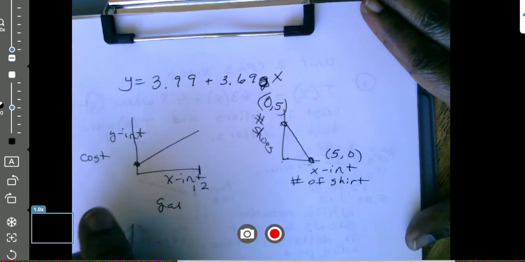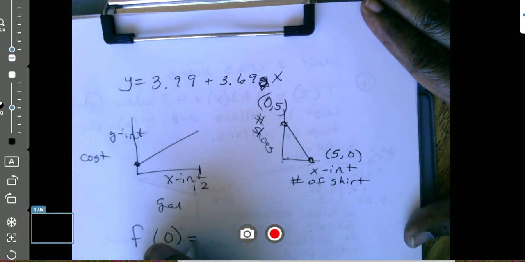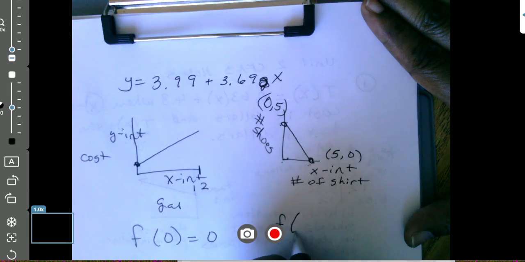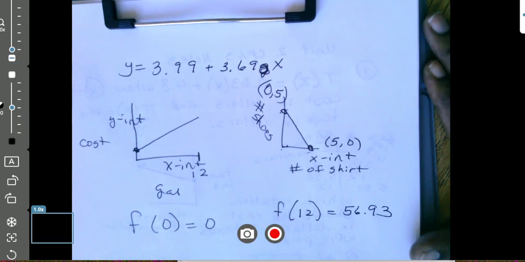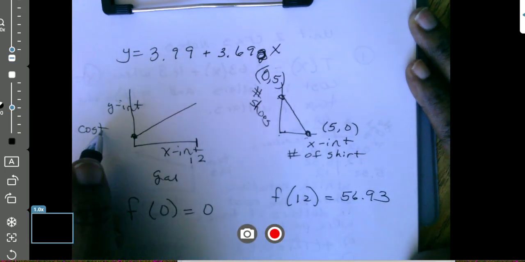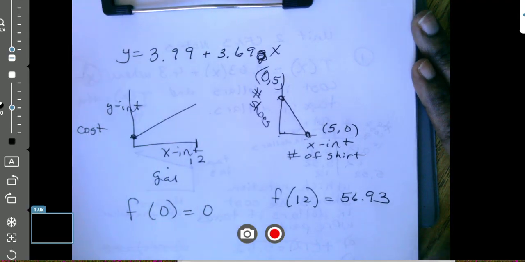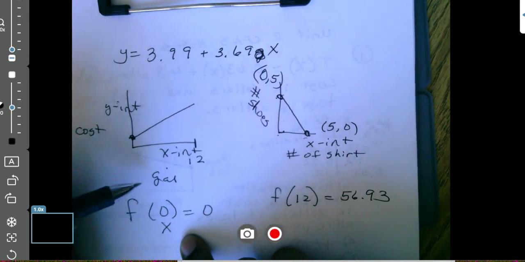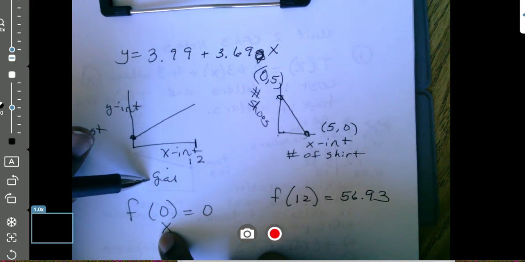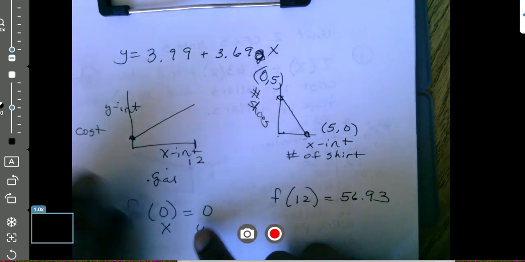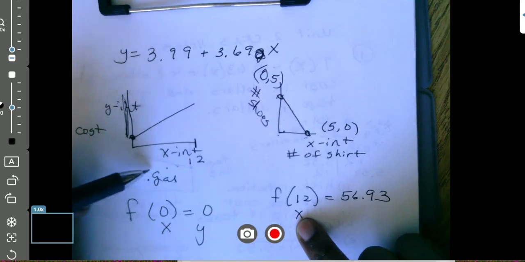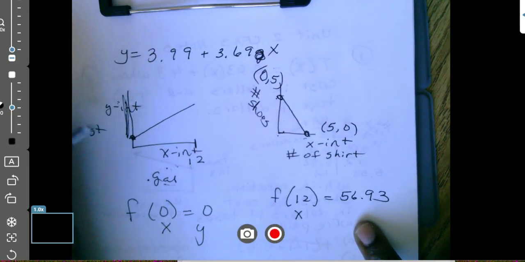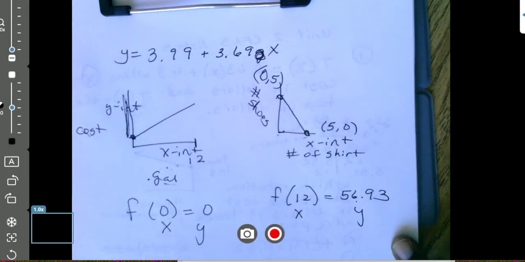Alright, last question. If this is a gas station problem, what does f of 0 equals 0 mean? And what does f of 12 equals 56.93 mean? In the context of this problem, this is about cost in a gallon of gas. I'll tell you what it means. If x is 0, that means if you don't get any gas, then y? You don't pay any money. This one means if you get 12 gallons of gas, then you pay $56.93.